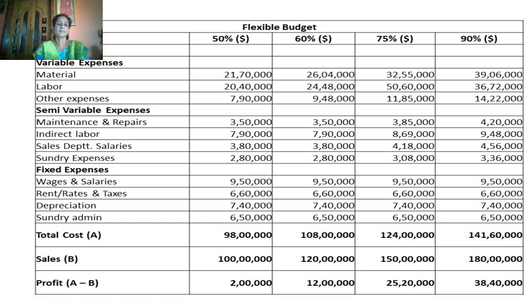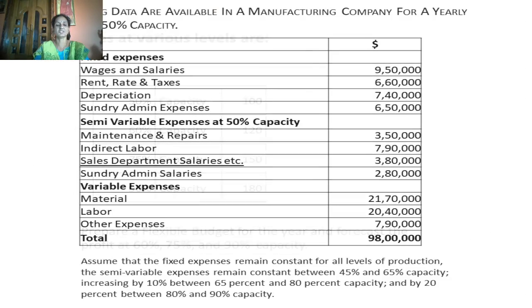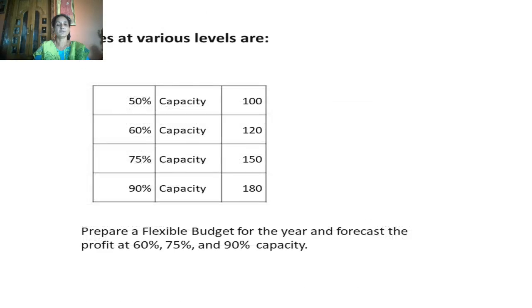Next comes semi-variable expenses. In semi-variable expenses, you need to remember that they have given some adjustment. What information has been given? Go to the previous slide where they have stated that the semi-variable expenses remain constant between 45 and 65%. So it will be the same up to 65%. From 45%, whatever it is, it remains the same. Now go back to the solution.